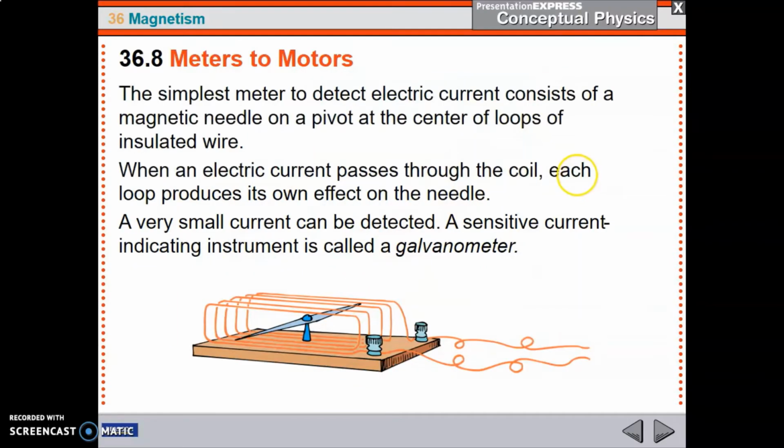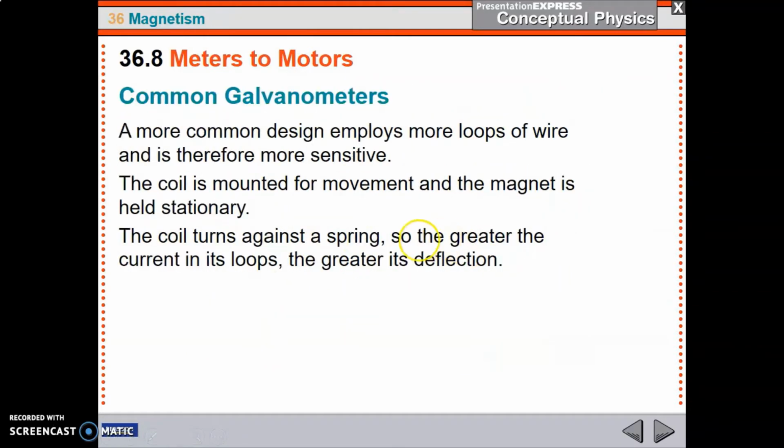Here we go. The simplest meter to detect electric current consists of a magnetic needle on a pivot at the center of loops of insulated wire, which is this picture down here. When an electric current passes through the coil, each loop produces its own effect on the needle, so a very small current can be detected. A sensitive current indicating instrument is called a galvanometer. So let's look at that. Let me read this first, then we'll go to the pictures.